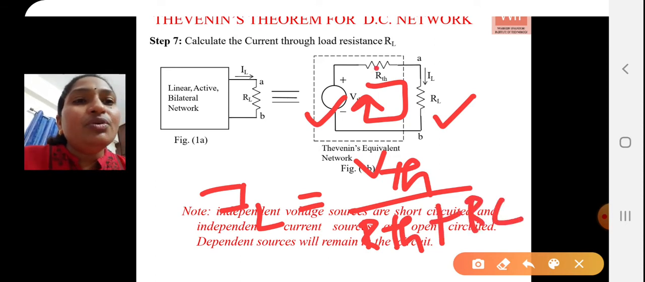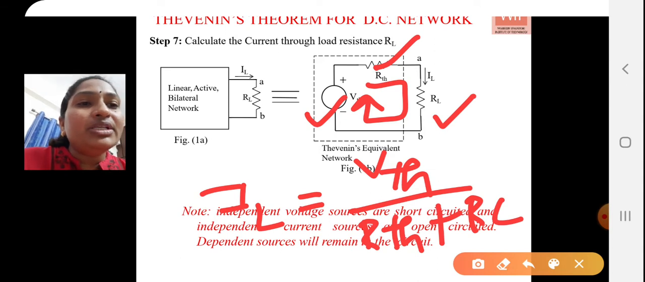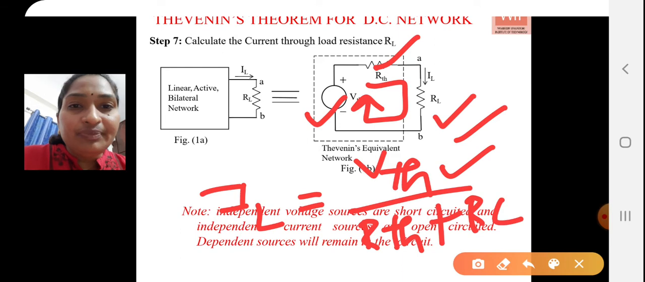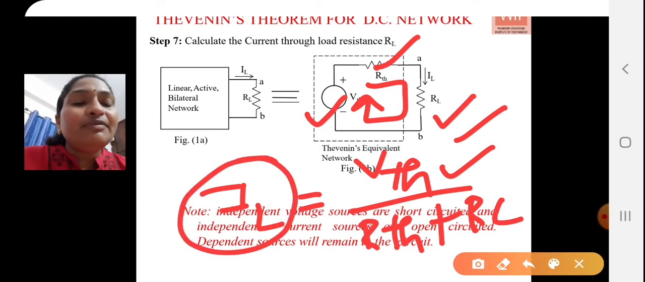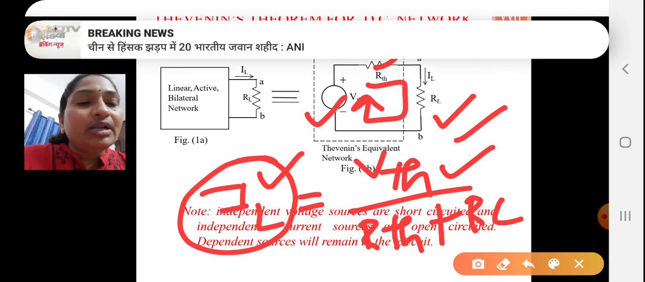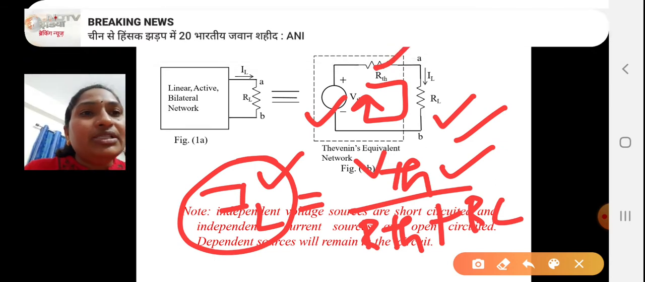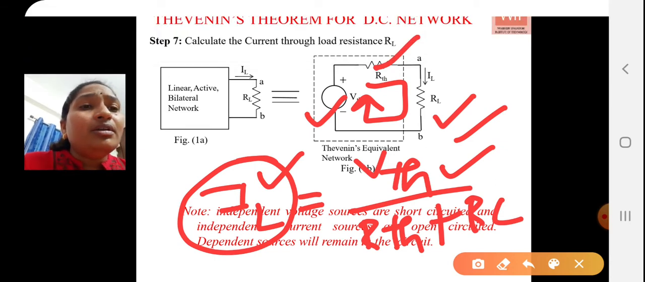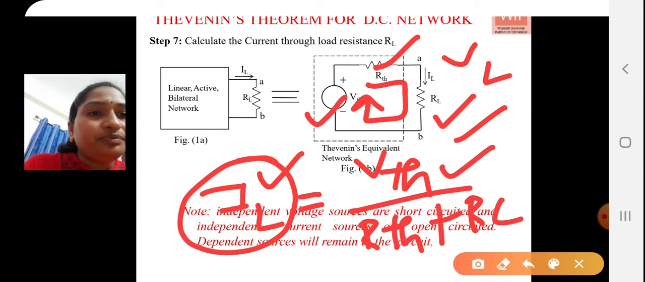So now we know what the R Thevenin value is and what the RL value is, and our V Thevenin we have also calculated from the application of Thevenin's theorem, so that we can easily calculate the current flowing through the load resistance without any difficulty. And after calculating this load current, we can calculate the load voltage across this load resistance.